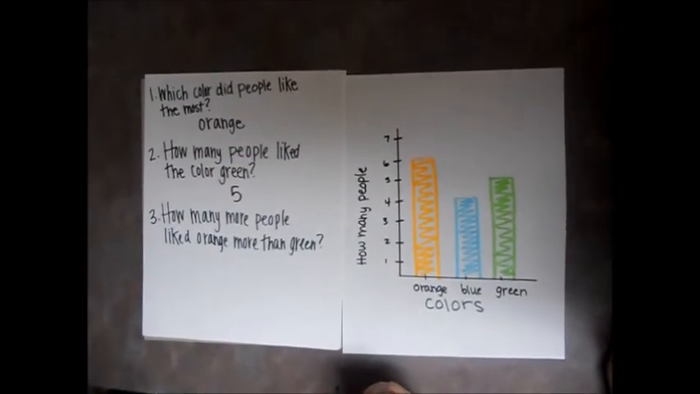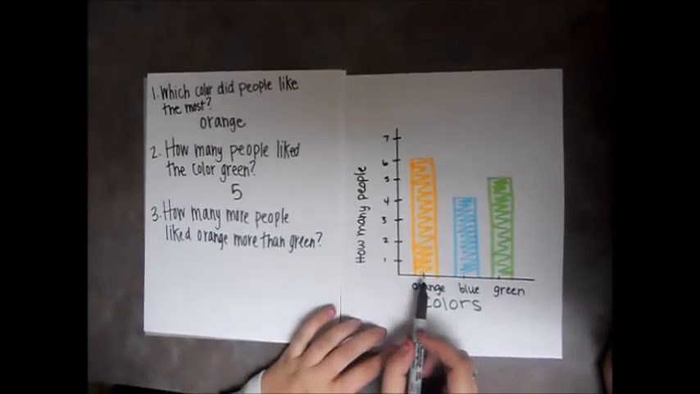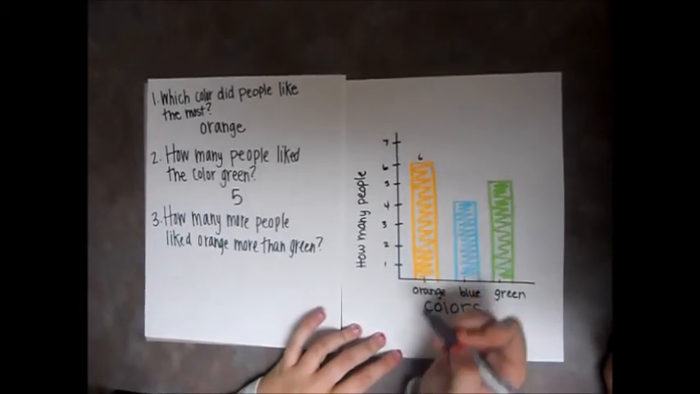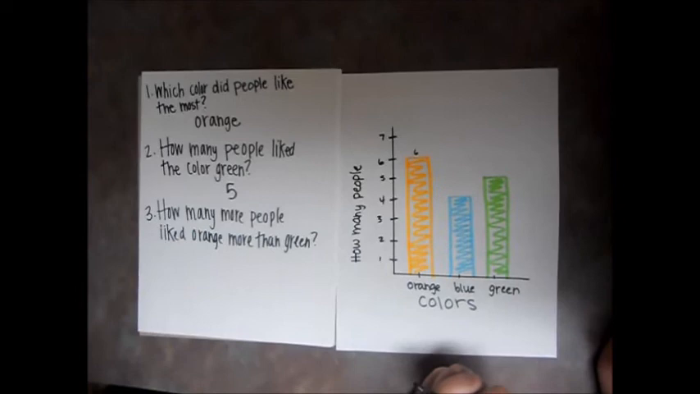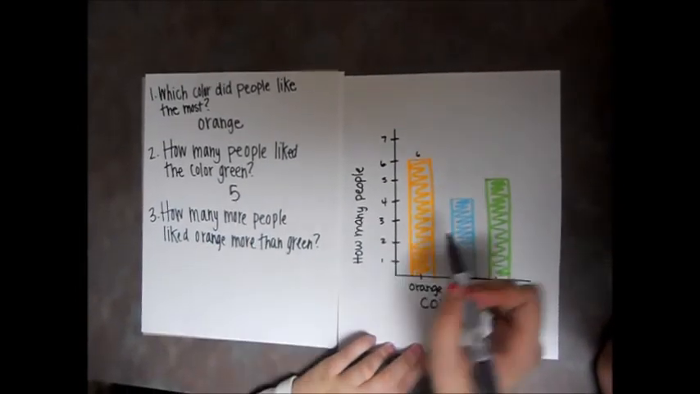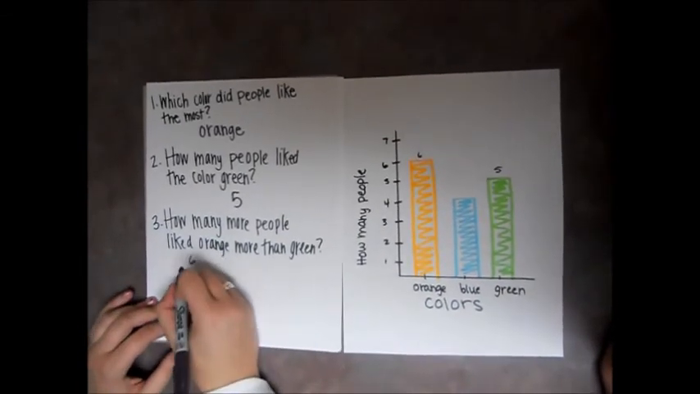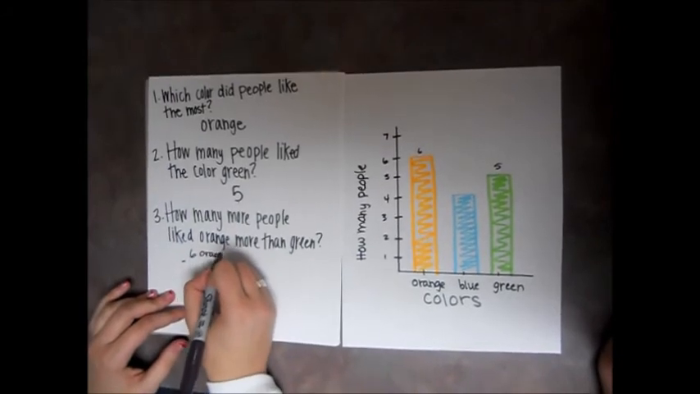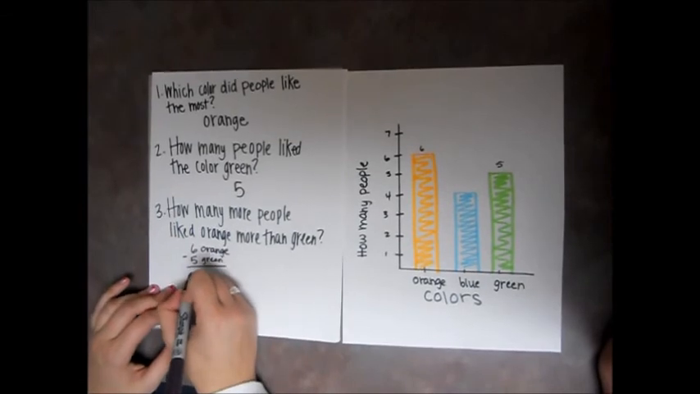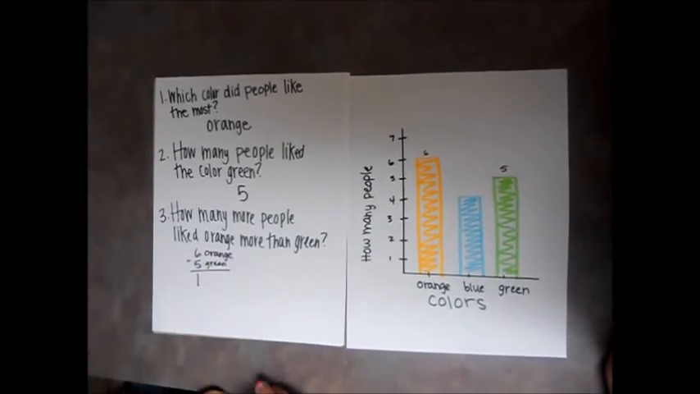And the last question is, how many more people liked orange than green? So we're going to count how many people liked orange, and that was 1, 2, 3, 4, 5, 6. So 6 people liked orange. We can just write on the bar chart right there. And then green was how many? It was 5. So all we're going to do is subtract 6 orange minus 5 green. And that is going to be 1 left over. So one more person liked orange more than green.